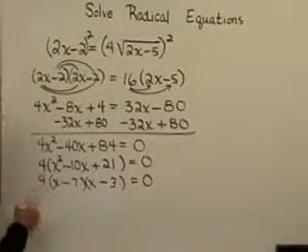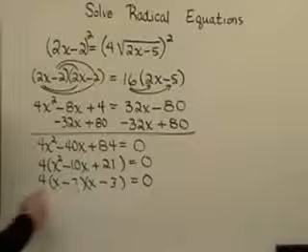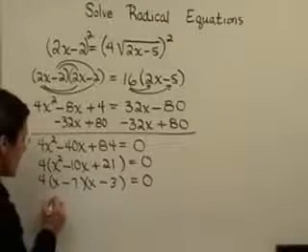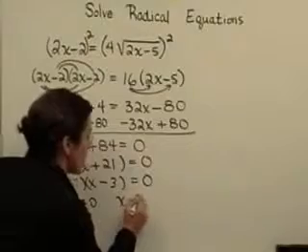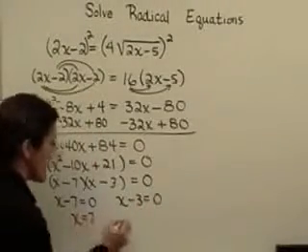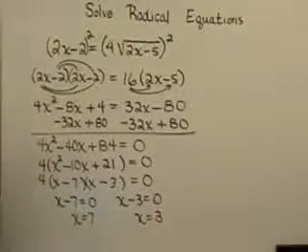When I use the zero product rule, I only have to use the factors that involve x. There's no point in my setting 4 equal to 0. It does nothing for me, and it's not a true statement. So I will set x minus 7 equal to 0, and I'll set x minus 3 equal to 0. This one will result in a solution of 7. This one will result in a solution of 3.